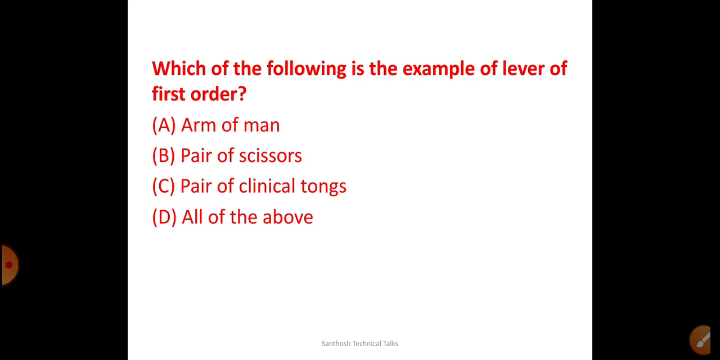So, this is the last question of part 3. Which of the following is an example of a lever of first order? The well-known examples of first order lever are the beam of a balance, arm of a man, pair of scissors, or clinical tongs. These are all examples of a lever of first order. Therefore, in this option, all the above is the correct answer.